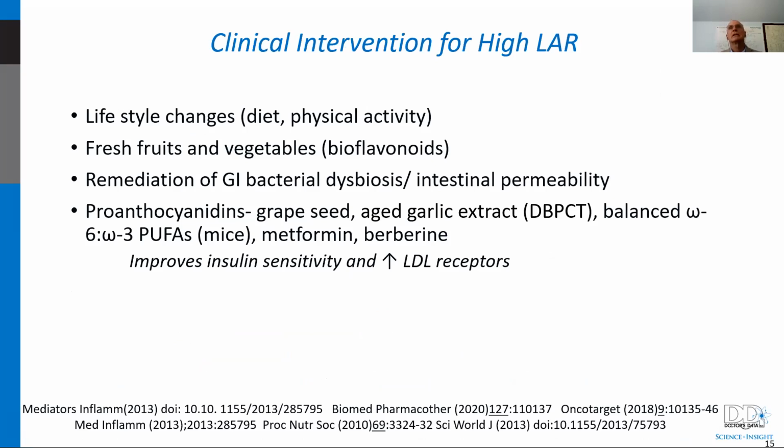What's the clinical intervention for a high LAR? Lifestyle changes, we're going to hear this a lot. Diet, physical activity, fresh fruits and vegetables, we need those bioflavonoids. Remediation of gastrointestinal dysbiosis and intestinal permeability. Intake of proanthocyanidins, grapeseed extract, aged garlic extract in double-blind placebo-controlled trials, balanced essential fatty acids, omega-6, omega-3. Metformin gets the job done, as does berberine. And remember, berberine also improves insulin sensitivity and increases LDL receptor expression, particularly on the liver.